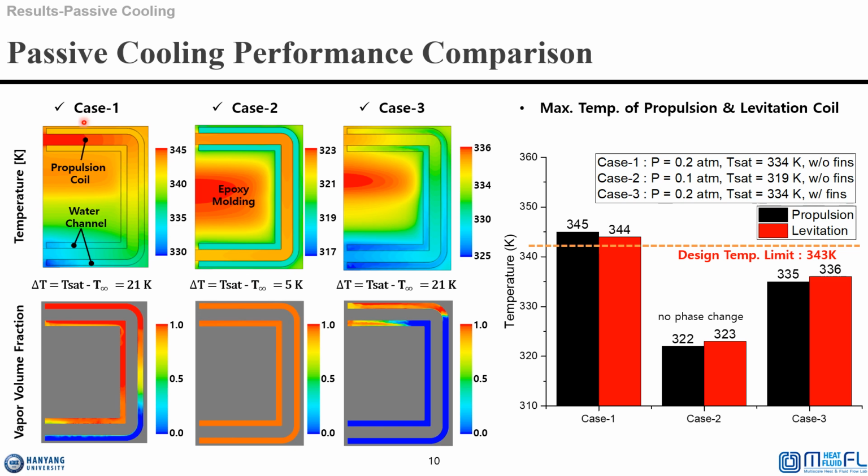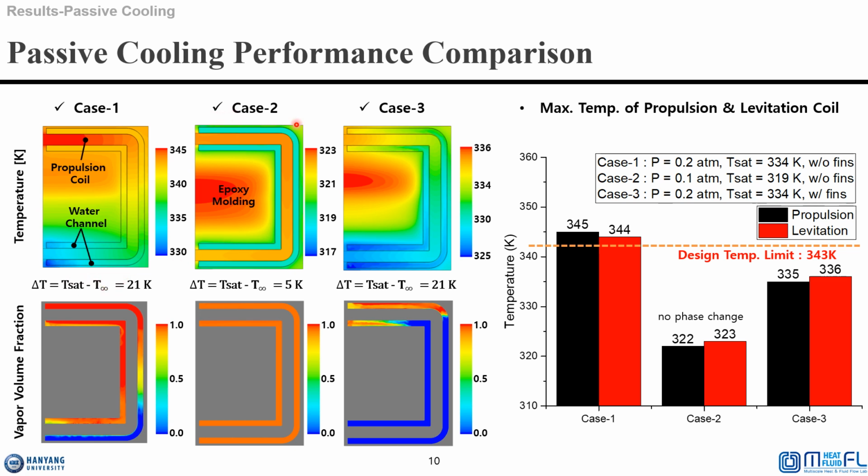We compared the cooling performance per each case. In case 1, an active phase change occurs in the lower region of the propulsion coil, resulting in a significant cooling effect in that area.